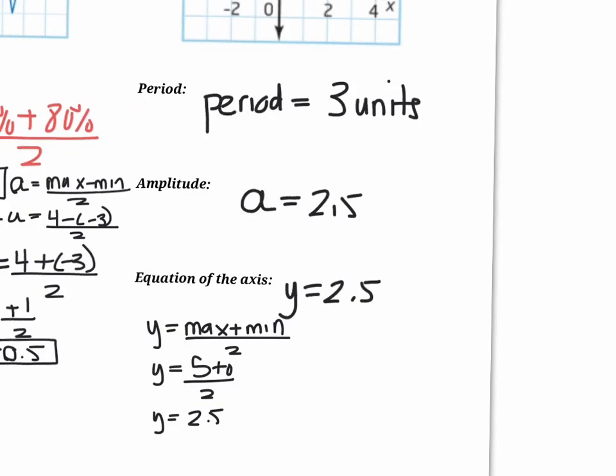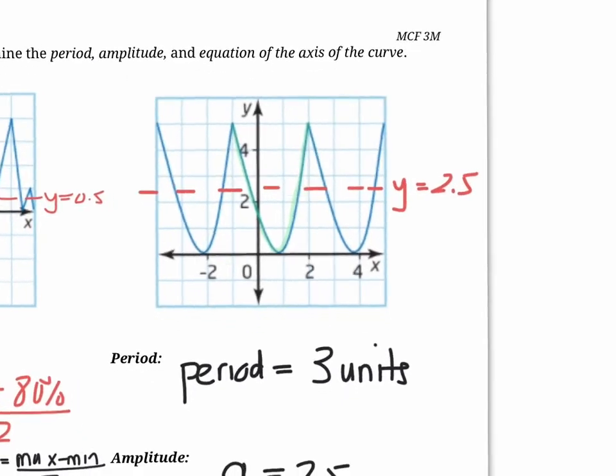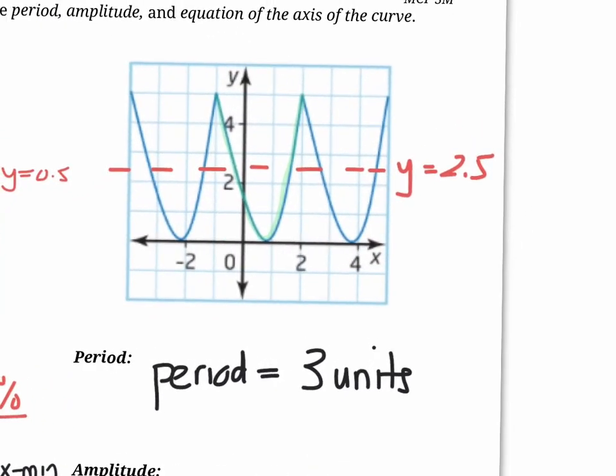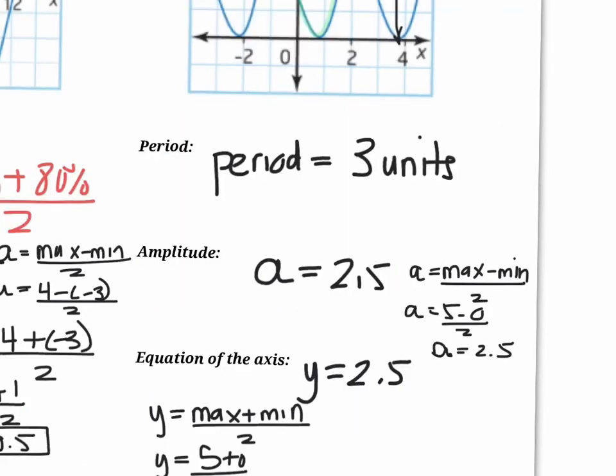Now let's talk about amplitude. So the amplitude that we should have gotten was also 2.5. Remember that amplitude is just the distance from the middle to the top. So if I calculate the distance from this midline to the top or this midline to the bottom, it should be 2.5. If you want to double check with a formula, you can. Here's what the formula would look like. It's not the average, it's the one with the subtraction. So max minus min divided by 2, 5 minus 0 divided by 2, our amplitude is 2.5.